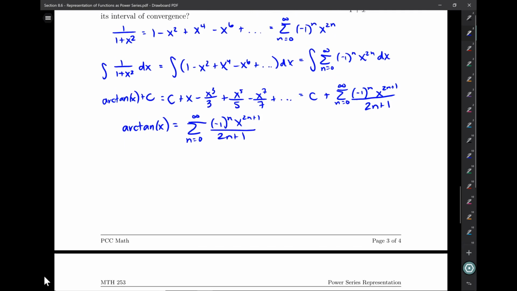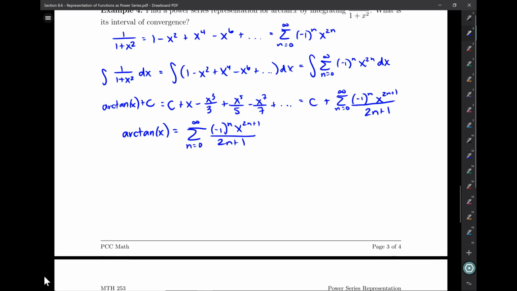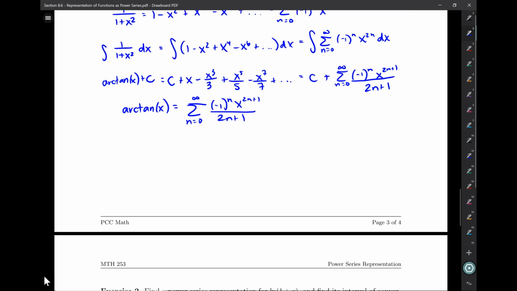Now the interval of convergence, let's go ahead and check that. We know that the radius of convergence is going to be the same, because when you integrate or differentiate, the radius of convergence stays consistent. But sometimes we can include endpoints as well. Let's go ahead and see. So we know that the absolute value of x has to be less than 1, but we need to check x equals negative 1 and x equals 1. We need to check the endpoints.